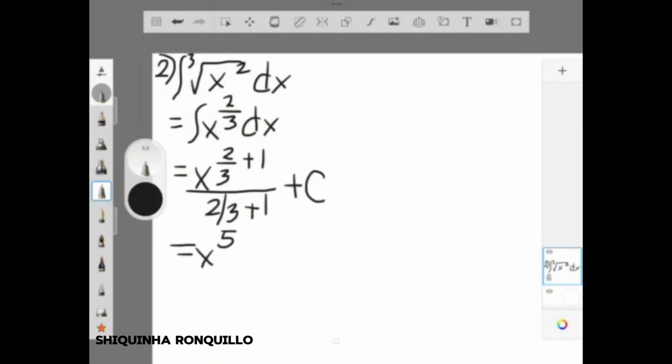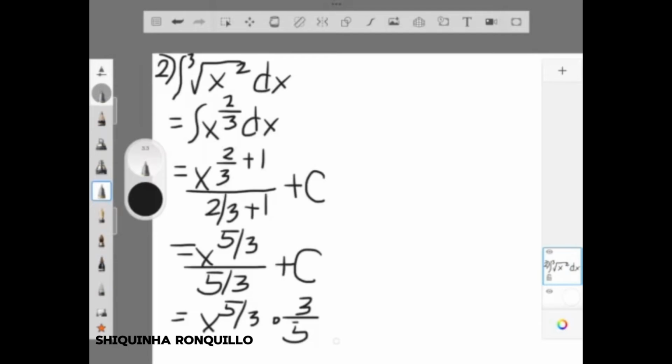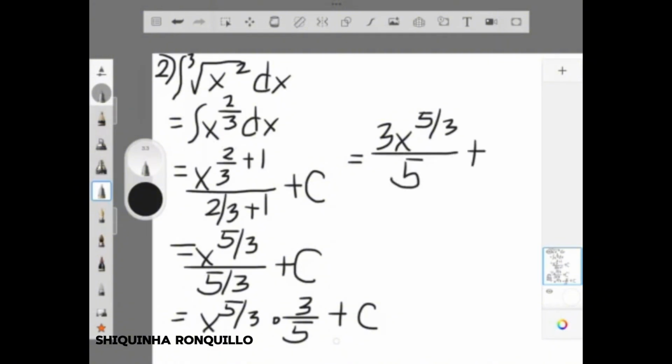The next step is you need to add 2 over 3 plus 1, which is equal to 5 over 3, and copy it for the denominator, and don't forget again the c. x raised to 5 over 3 multiplied by 3 over 5 plus c. For the last step, you need to multiply x times 3 which is equal to 3x, and copy the exponent, and 5 for the denominator plus c. And that's the final answer.